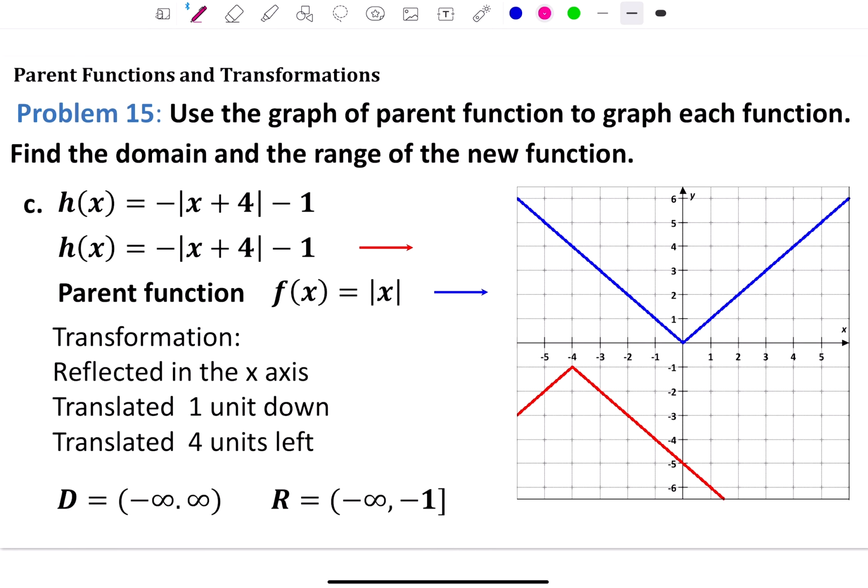Domain and range will change as your graph is shifted. Domain will still be all real numbers, but range will be negative infinity to -1. It will not go above -1.